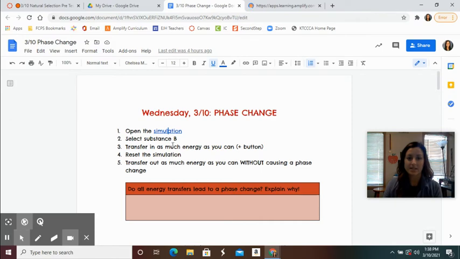When you have the simulation open, we're going to select substance B and transfer in as much energy as we can. So we're going to put it all the way to the top. And then we are going to see if I can transfer out energy without causing a phase change.